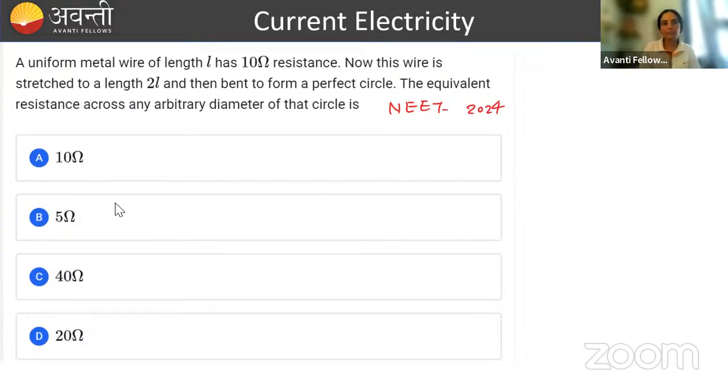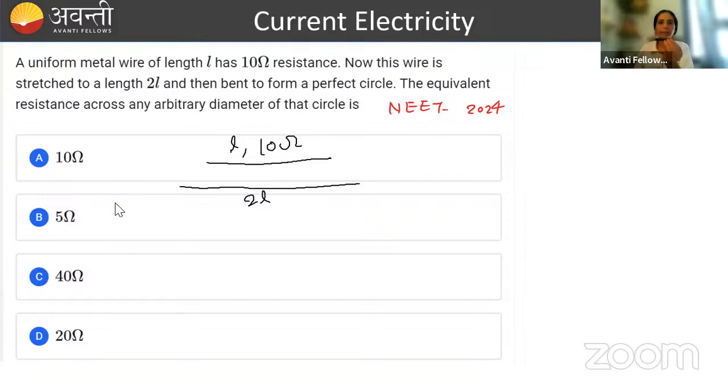So what is the question? A uniform metal wire of length L has a resistance of 10 ohm. Now this wire is stretched to a length 1.2L. What is its length now? It has become 1.2L. Suppose this is my pen, right? If you are stretching it, then what will happen? If length is increasing, then area of cross section will decrease, right? So that must have happened over here.